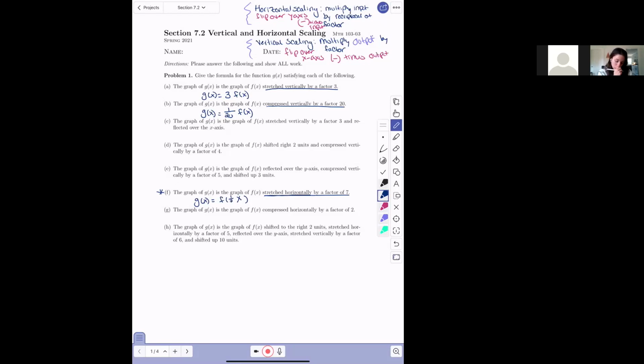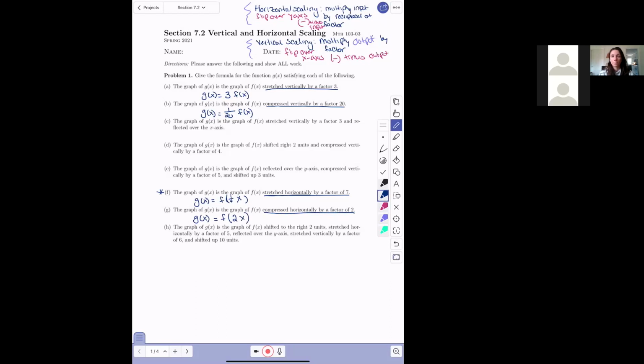And then we're going to do g as well. The graph of g of x is the graph of f of x compressed horizontally by a factor of 2. So we're compressing it, making it smaller, and it's happening horizontally, so we're going to multiply that input value. But since we're making it smaller, we do the opposite. So we'll have 2 times x. Does that make sense?